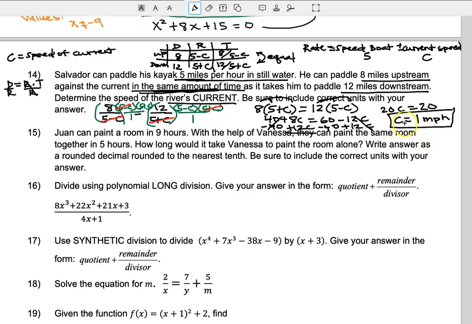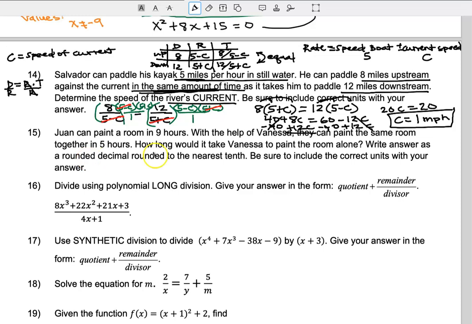Make sure that your answer, the speed of the current, is less than how fast he can paddle. Like if the current speed is 8 miles per hour or something, and he can only paddle 5 miles per hour, he is not going to be going upstream. He's not going to be able to make it. So that current speed needs to be smaller. Just think over, does my answer make sense?